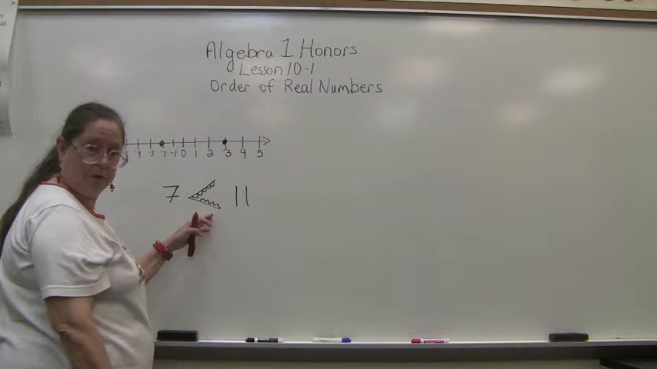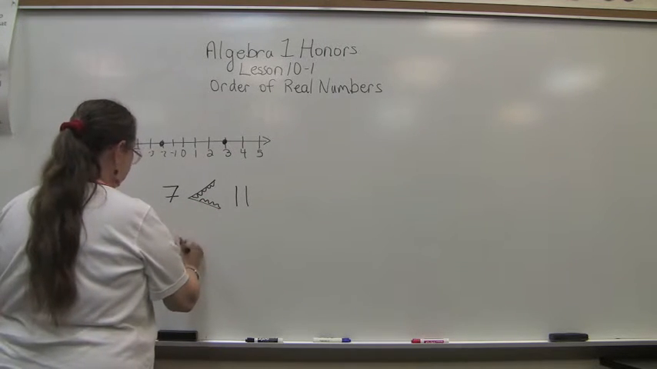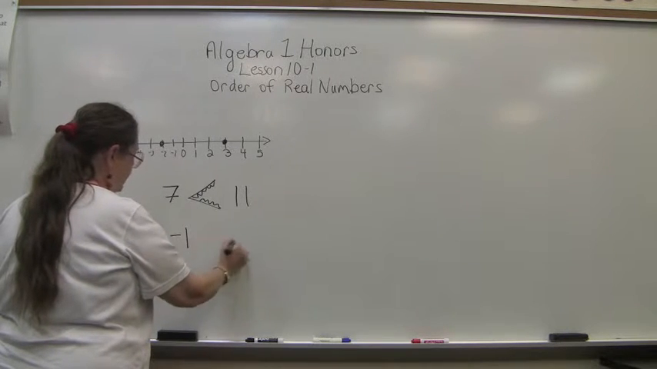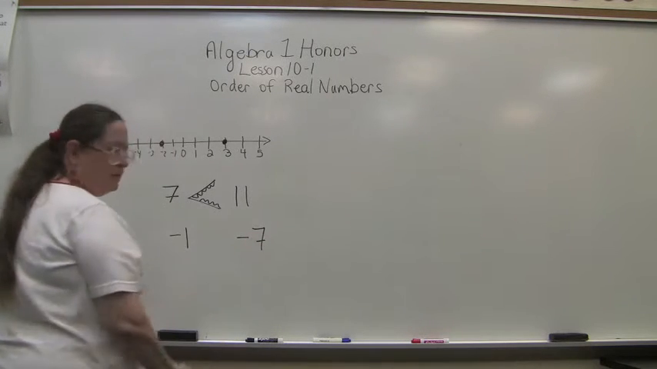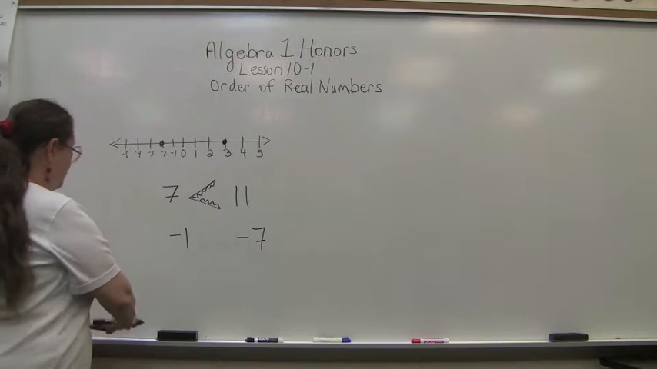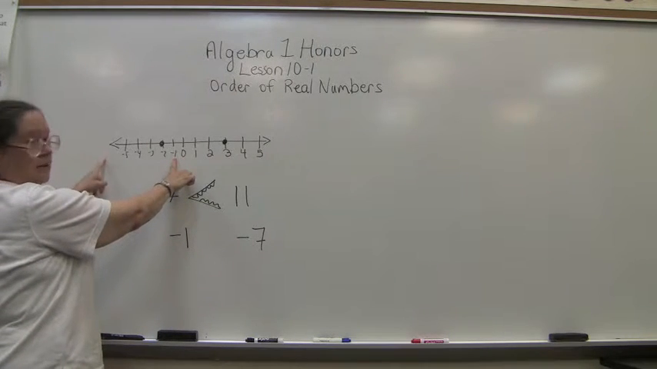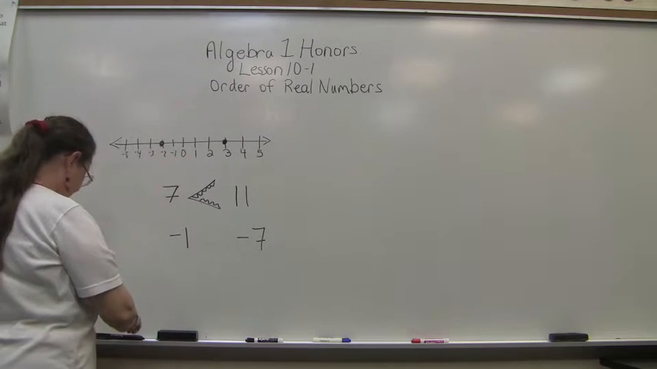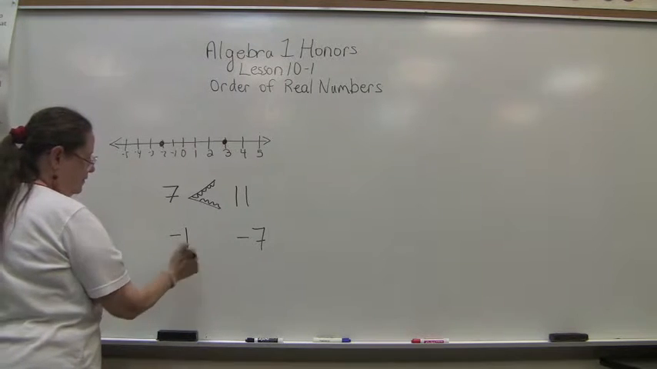Figure out which number is bigger, and then let the alligator's mouth eat the number that's bigger. So if we had -1 and -7, -1 is going to be right here. -7 is going to be out here. -7 is the littler, smaller number. This is the smaller number. So the alligator is going to want to eat this one.